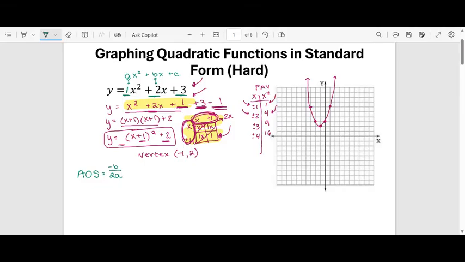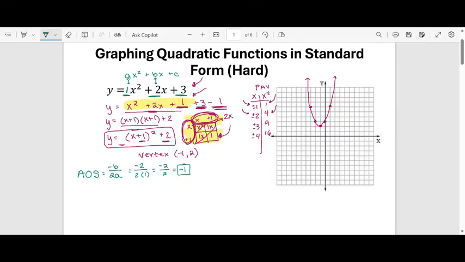We can plug in our 2 for our b, our 1 for our a, and we can get our equation for our axis of symmetry. So let's do that. We can say negative b, so negative 2 over 2a, and a is 1. Of course, this is going to be negative 2 over 2, and negative 2 over 2 is negative 1. So this right here is our axis of symmetry.